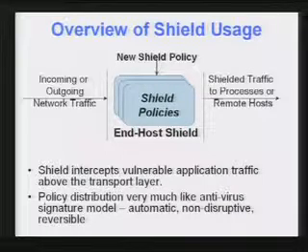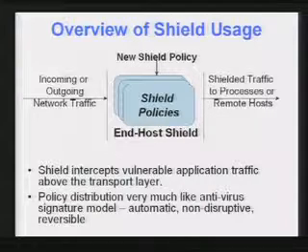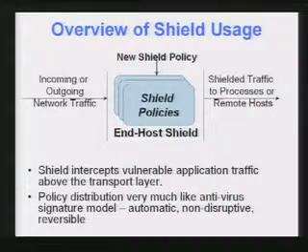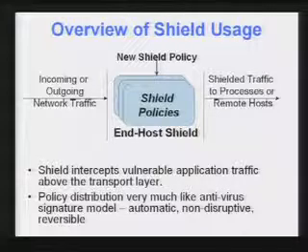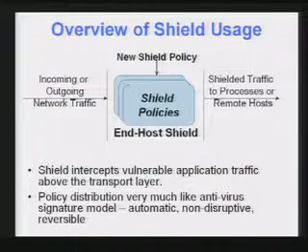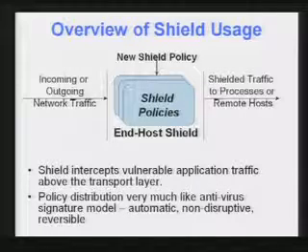So basically, we envision that Shield will be enabled on every single desktop machine in the future, hopefully. And whenever a new vulnerability is discovered, a new Shield policy encoding this vulnerability signature is distributed to every end host. And at that time, the protection for that vulnerability is enacted. So essentially, Shield intercepts vulnerable application traffic above the transport layer. This is actually a key advantage of Shield because Shield only needs to intercept the vulnerable application traffic. For the rest of the traffic, it does not need to do anything. It does not need to do any deeper inspection.